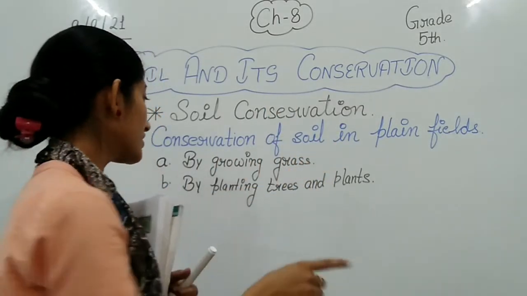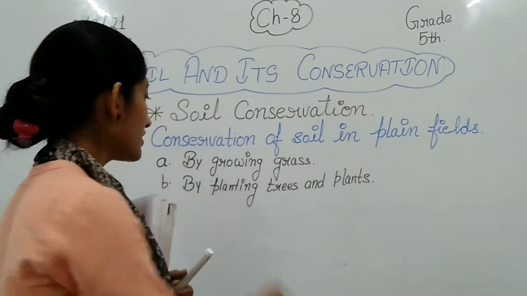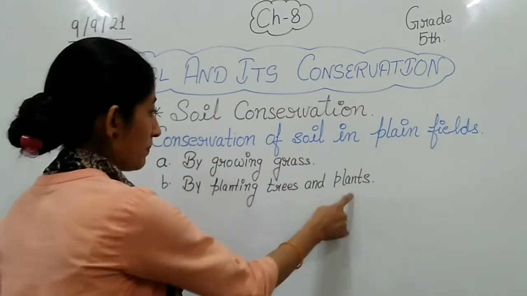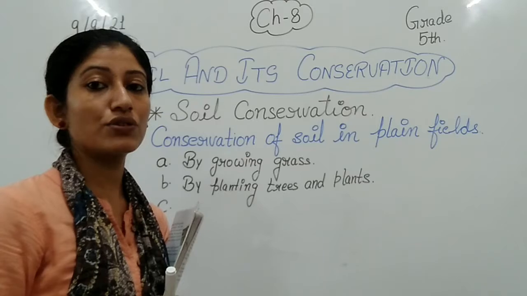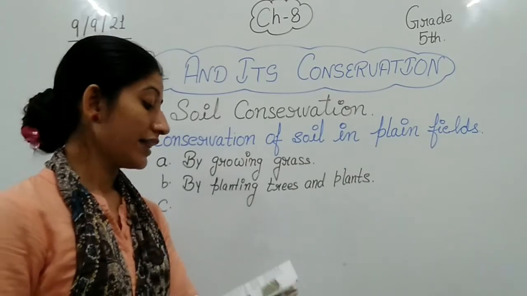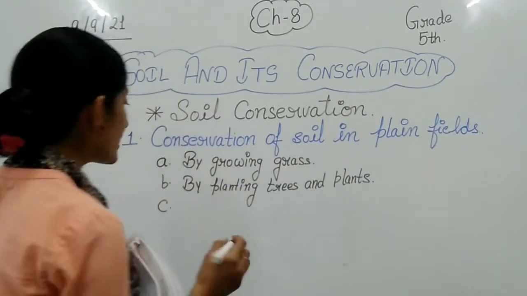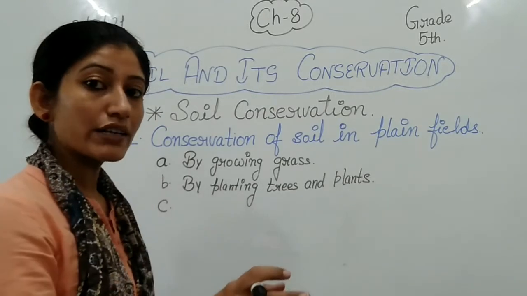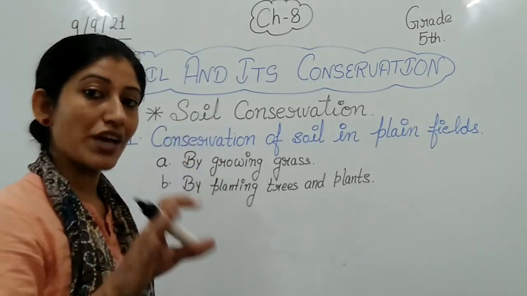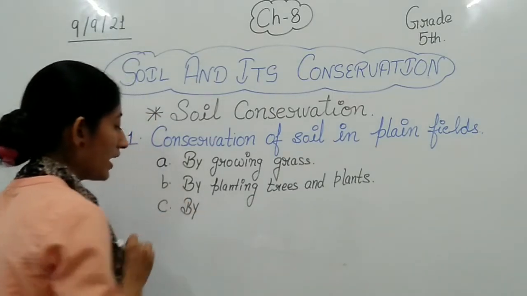The first method we have discussed is planting grass. The second method is planting trees and plants. Right? The third method that we can discuss, students, is avoiding overgrazing. These methods are not new, because I have already explained them at the start of the chapter. But since it is given here, let's discuss it again.